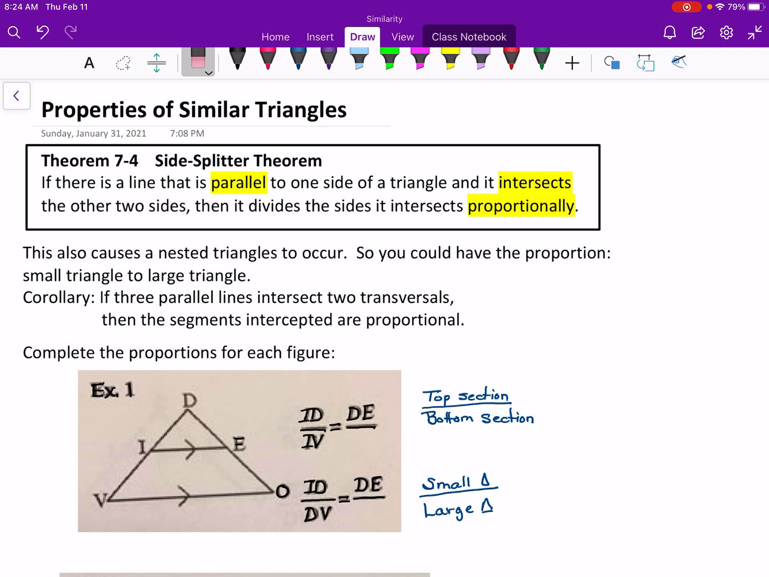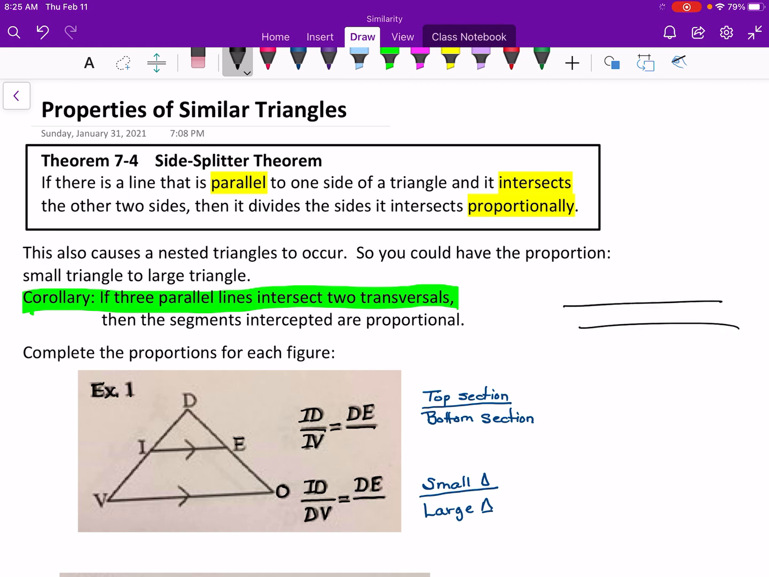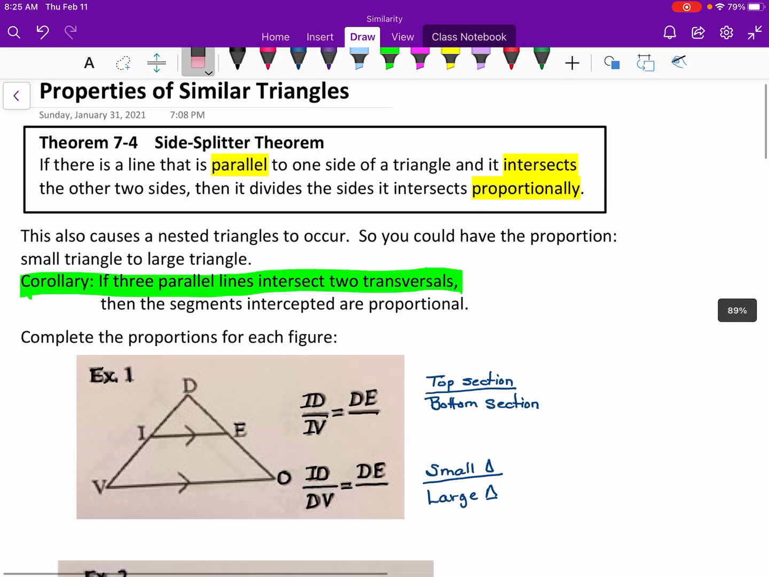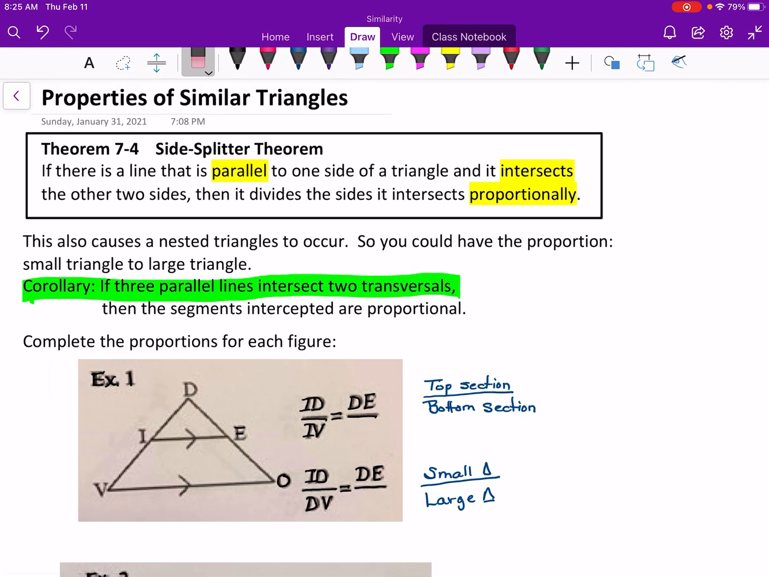There is a corollary that I didn't write separately, and it says if there are three parallel lines intersected by two transversals, they can go any way, then the intercepted parts are proportional. So we're talking about these parts in here are proportional. And we'll run into some problems like that later. But for right now, let's just concentrate on the triangle. I have several examples here just to make sure that we understand how it's put together, and then we're going to solve some problems with this.